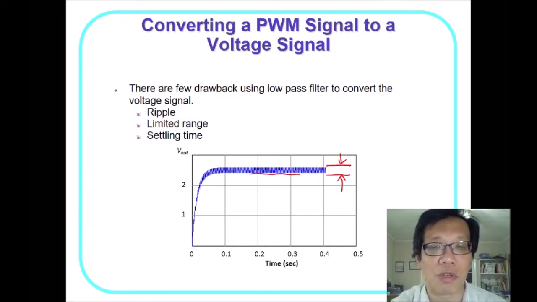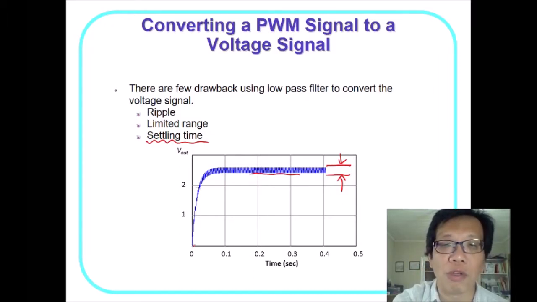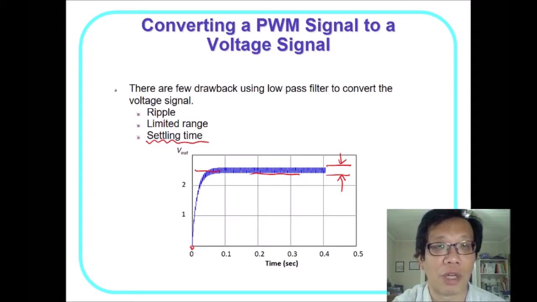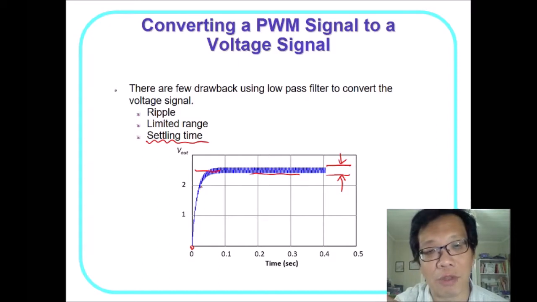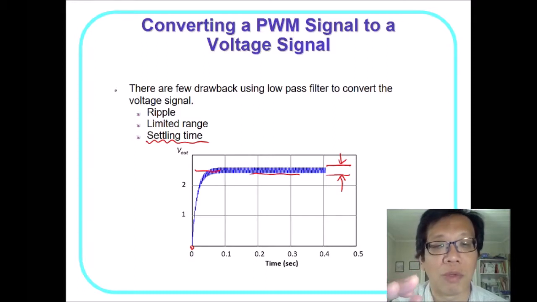But there is one more thing you need to remember, which is settling time. We're going to talk about what settling time is in another video. When you turn on the power, you are not going to get the designated voltage right away, because the response of your capacitor is not that fast. So you probably need to wait for maybe 100 nanoseconds or something like that. Those things are something we call settling time.